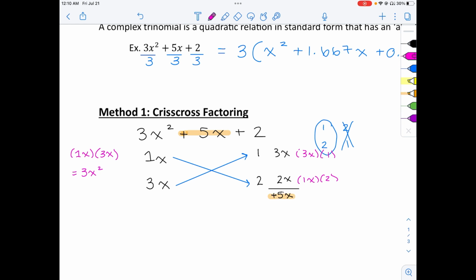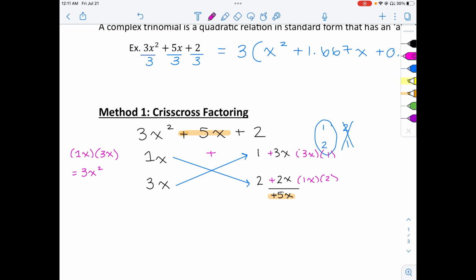And like I said, I need to put my signs here. So plus 3x plus 2x will give me plus 5x. And because they are both positive, that will work out when I go to multiply to make this a positive as well. So then what I'm going to do is take that positive sign that I wrote on the top beside the 3x, and I'm going to write it on the top between these two numbers.